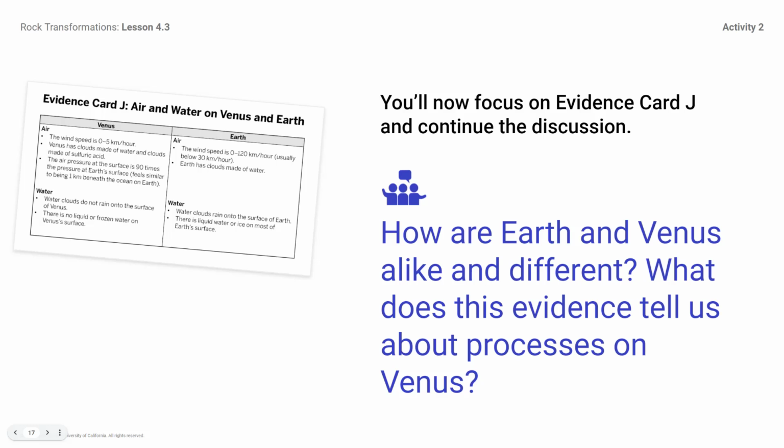How are Earth and Venus alike and different? What does this evidence tell us about processes on Venus? Evidence card J is about the air and water on Earth and Venus. How are Earth and Venus the same? How are they different? Does any of the information on this card tell us about igneous or sedimentary processes that could take place on Venus?